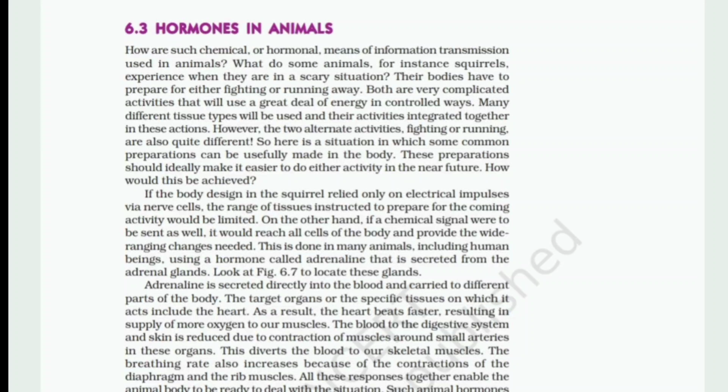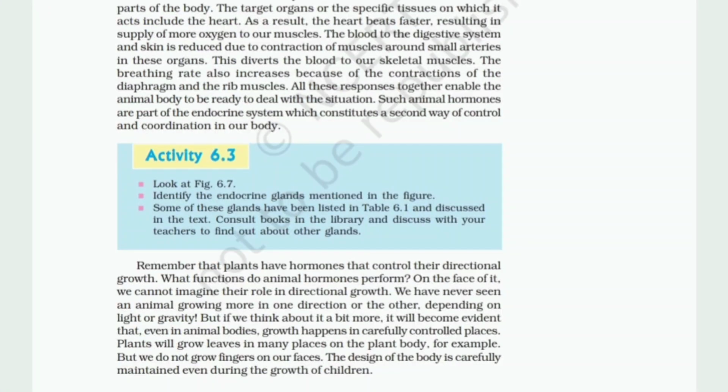All these responses together enable the animal body to be ready to deal with the situation. Such animal hormones are part of the endocrine system, which constitutes a second way of control and coordination in our body. Activity 6.3. Look at figure 6.7. Identify the endocrine glands mentioned in the figure. Some of these glands have been listed in table 6.1 and discussed in the text. Consult books in the library and discuss with your teachers to find out about other glands.